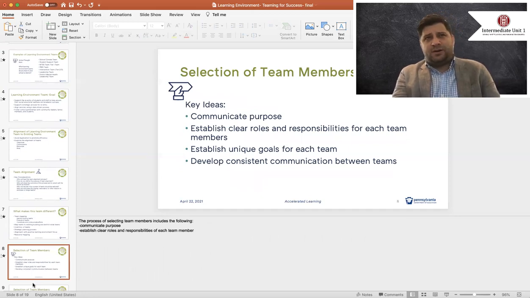Another question that you want to consider is, who's on the team, this positive learning environment team, and how do we select our team members? So when we're selecting our team members, we really recommend that the district or the school communicates the purpose. What is the purpose of this team? What are we looking to achieve? What are we going to gain? How are we going to help our students and our staff through this team? We want to establish clear roles and responsibilities for each team member. So everybody has a voice, everybody has a vested interest, and everybody knows not only what their role is on that team, but what the roles of one another are on that team to work more collaboratively.